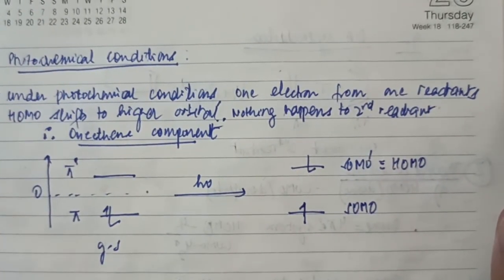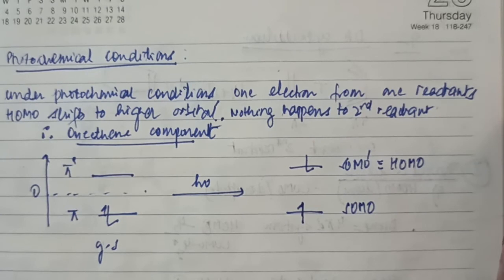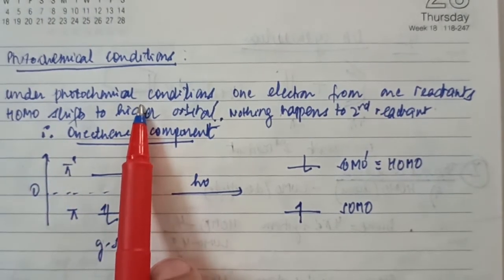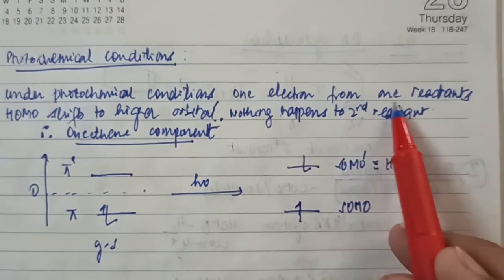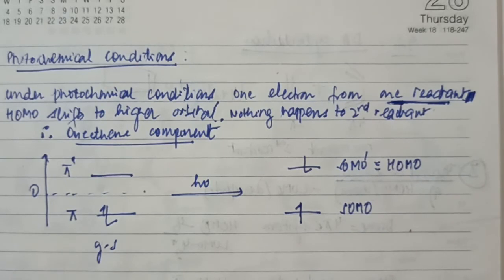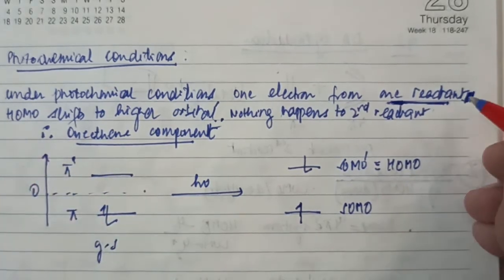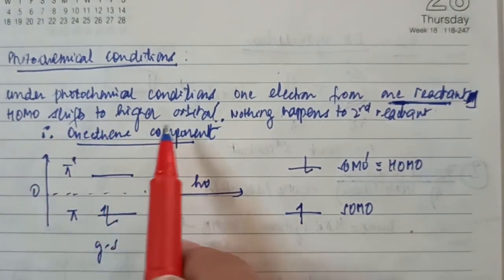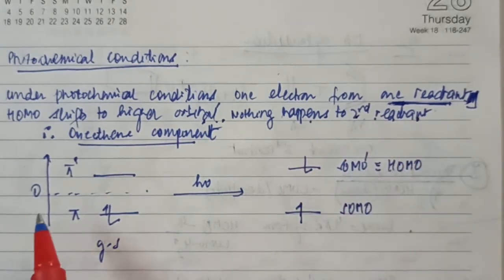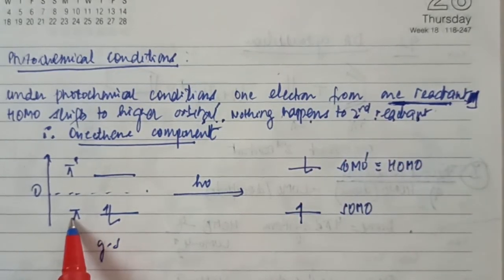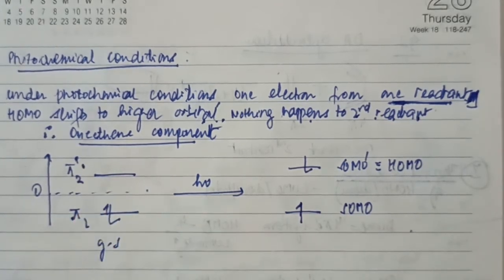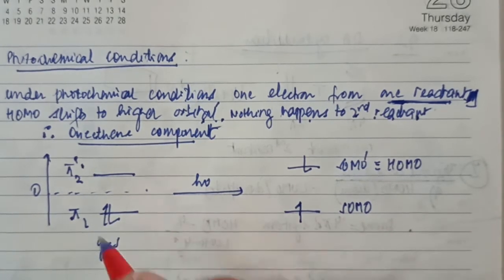Now, when considering the photochemical conditions, as I told you, one electron from one reactant's HOMO shifts to a higher orbital, and nothing happens to the second reactant. So if I'm saying one ethene molecule, there are two orbitals corresponding to it, one was pi, another was pi 2 star. It had the electron in the ground state.